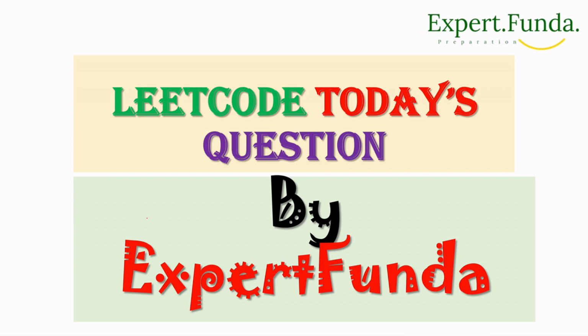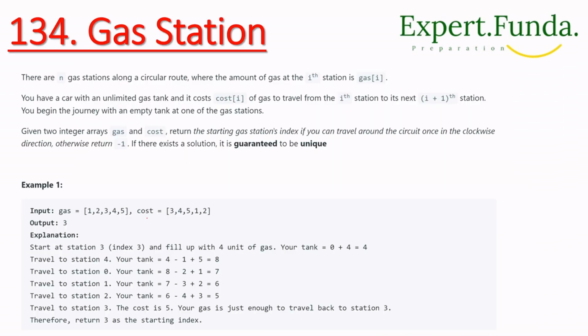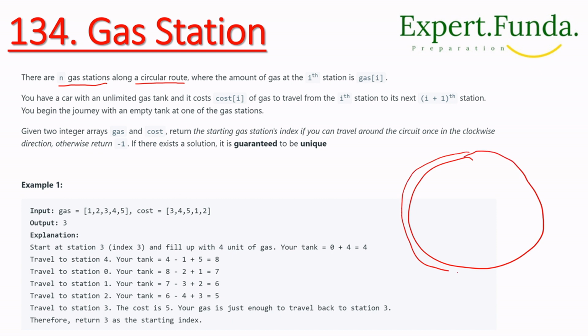This is LeetCode questions today, and we are going to start the question. So let's read the question. It's 134. The question is saying we have given n gas stations on a circular route. So let's assume that this is our circular route.